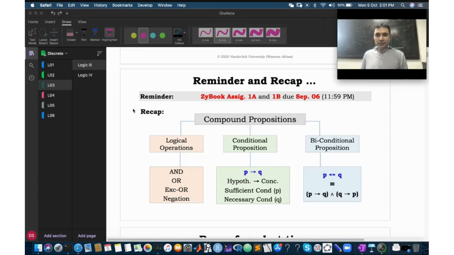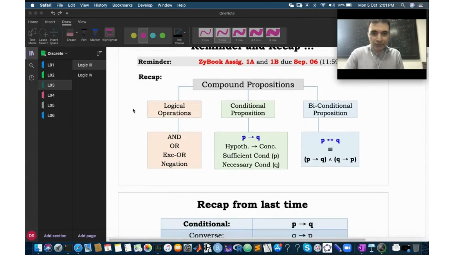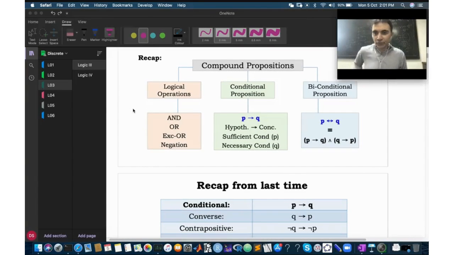Okay, so we are in the third lecture of the discrete structures class, and let me give you an overview of what we have done so far. We started by defining a statement which has a truth value. It must be either true or false, which may be determined by an oracle. We defined the concept of an oracle a little, and then we talked about compound propositions.